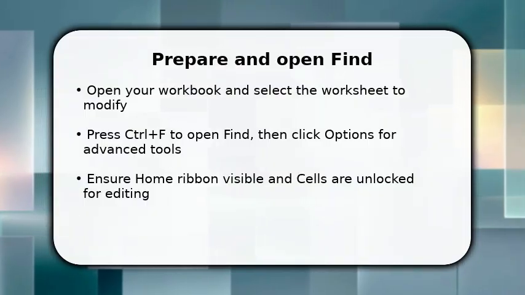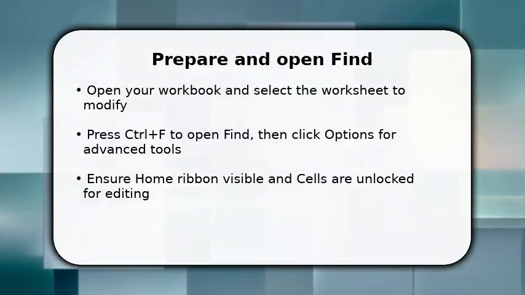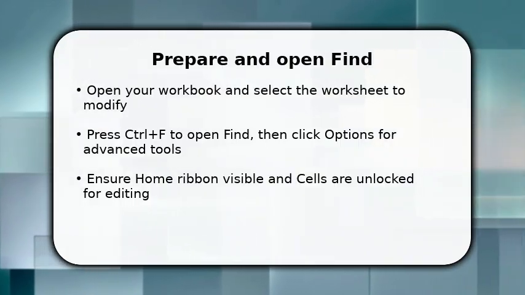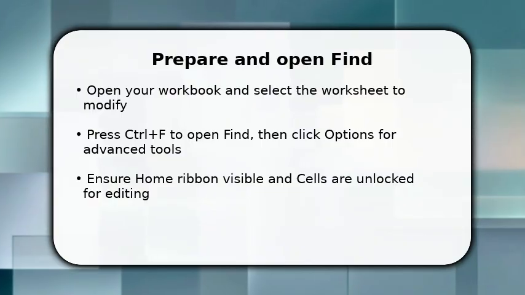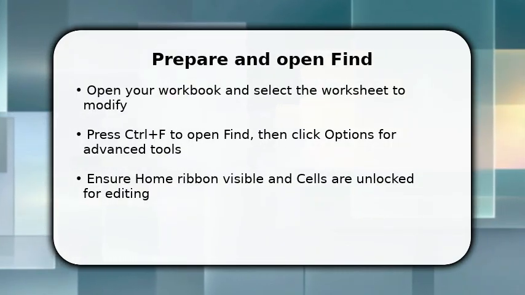You begin by opening the worksheet where you want colored search highlights. Press Ctrl plus F to open the Find dialog. Once open, click Options to reveal detailed fields. Make sure the Home ribbon is visible because you will use the Find and Select group and conditional formatting later.